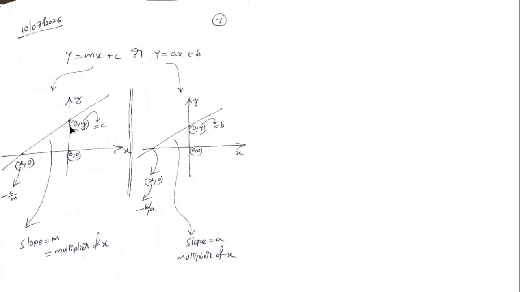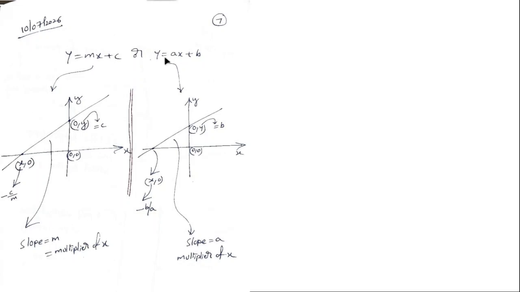The line is intersecting the y-axis at one point and the x-axis at another point. At the intersecting point of the y-axis, the coordinates are 0, y, and y is equal to c. The c is nothing but the constant value mentioned in the equation. Similarly, the line is intersecting the x-axis at a point x, 0. The value of x is minus c by m. The slope of this line is m, which is nothing but the multiplier of x.